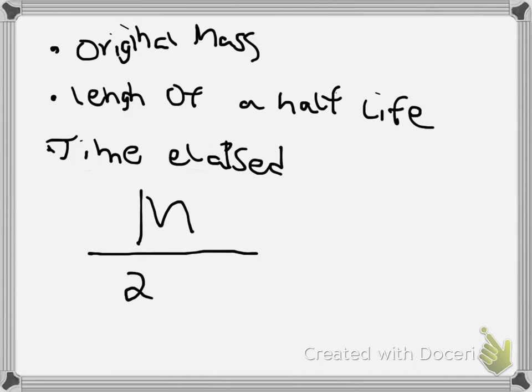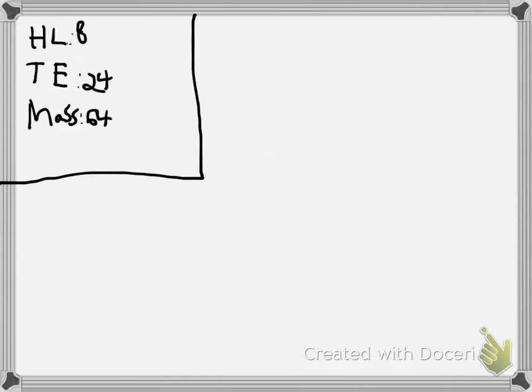So, we have to figure out how many half-lives we have. So the way to do that in the equation is we do time elapsed divided by half-life. And that number is in the exponent because we multiply 2 that many times. So, let's try another problem, but this time, let's do it using the equation.